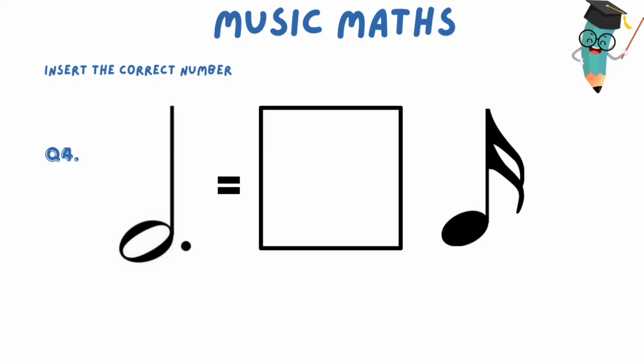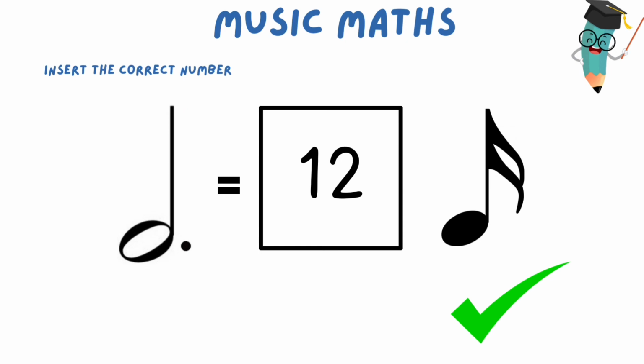How many semiquavers would fit into a dotted minim? Think about how many beats is a dotted minim and how many semiquavers would fit into that. Pause the video if you need to. Answer coming up. 3, 2, 1. Great, so a dotted minim is 3 beats. So 3 times 4 is 12, because they are quarters.